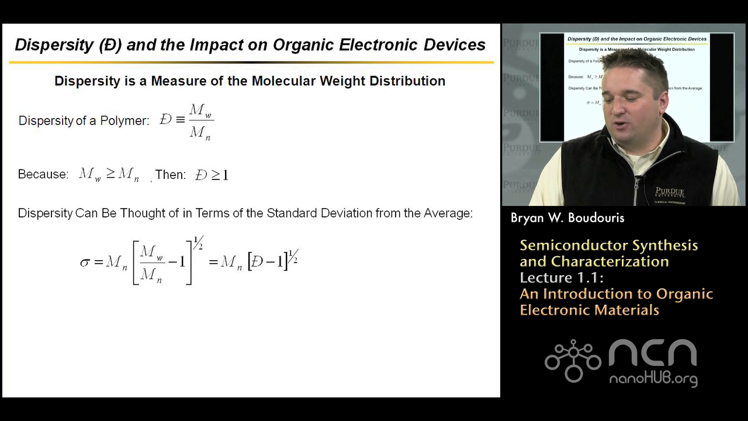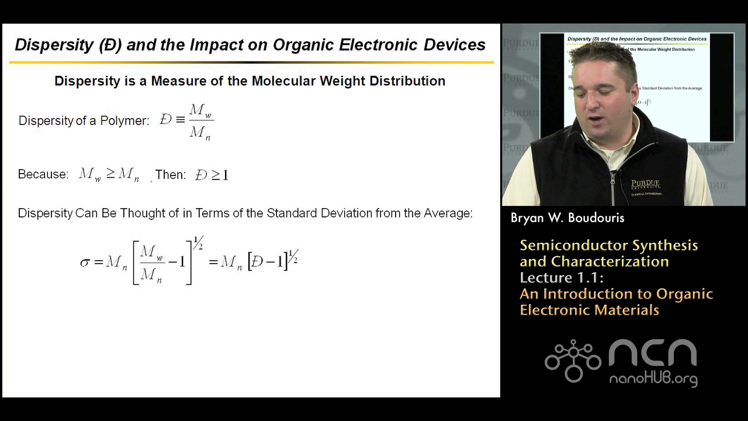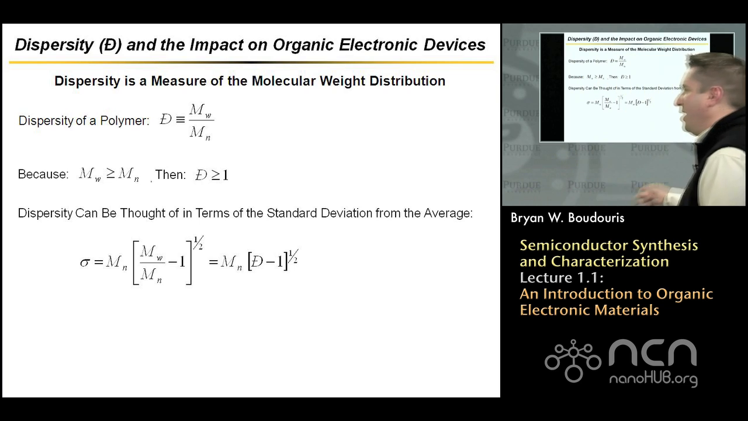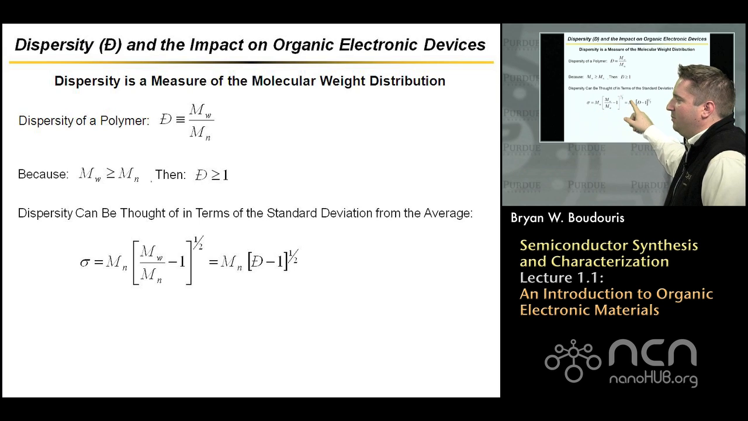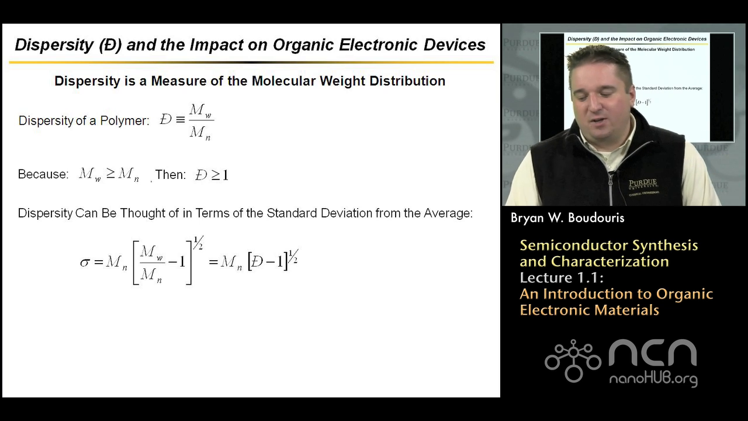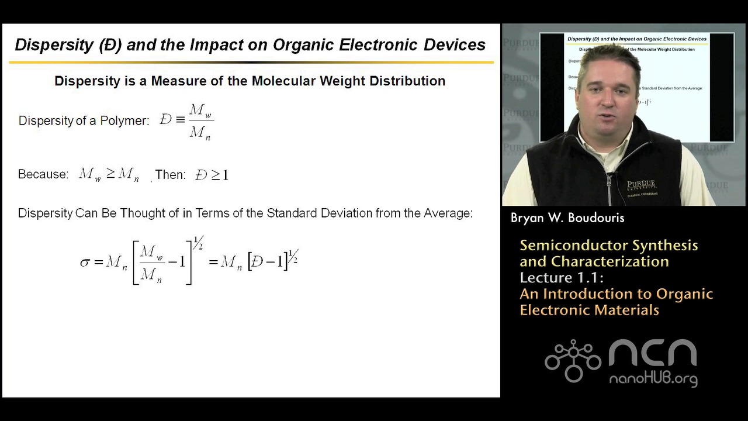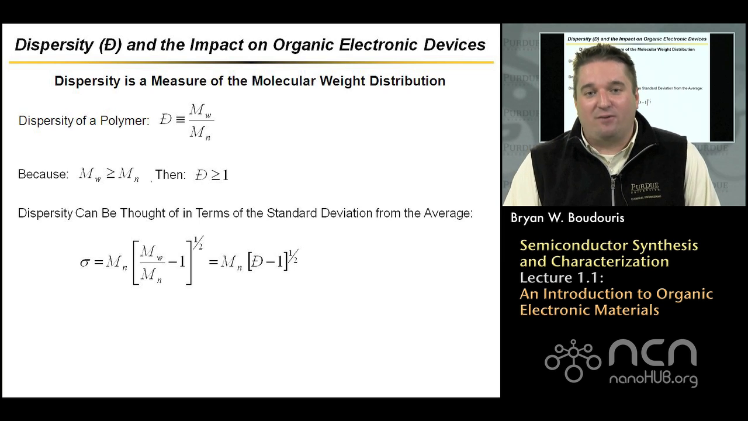You can relate the dispersity to the standard deviation. So if I call the average molecular weight M sub n, the number average molecular weight, we can see from this equation that the standard deviation is just M sub n times D stroke minus 1 to the 1/2. So as D stroke increases, our standard deviation increases. And if D stroke goes to 1 in the ultimate limit, we have no standard deviation. Which makes sense because that means all the polymer chains are the exact same length. So there's no deviation from the average.